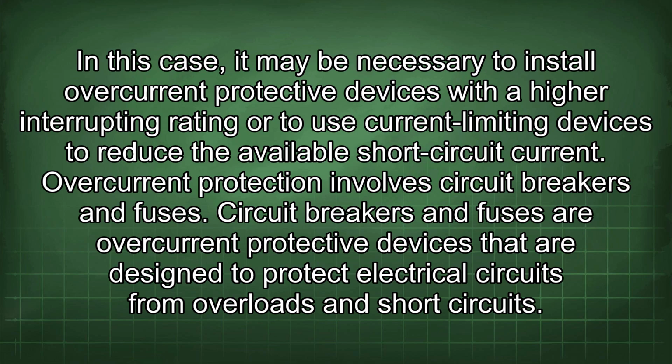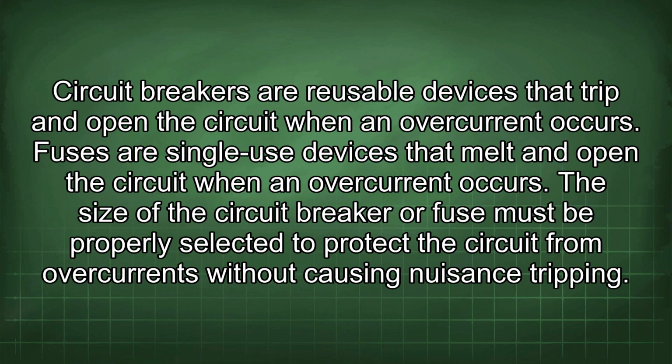Overcurrent protection involves circuit breakers and fuses. Circuit breakers and fuses are overcurrent protective devices that are designed to protect electrical circuits from overloads and short circuits. Circuit breakers are reusable devices that trip and open the circuit when overcurrent occurs. Fuses are single-use devices that melt and open the circuit when an overcurrent occurs.